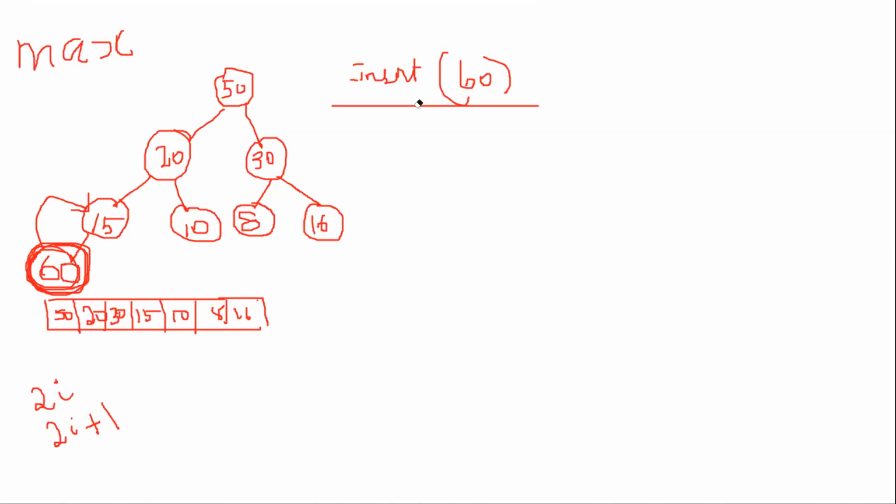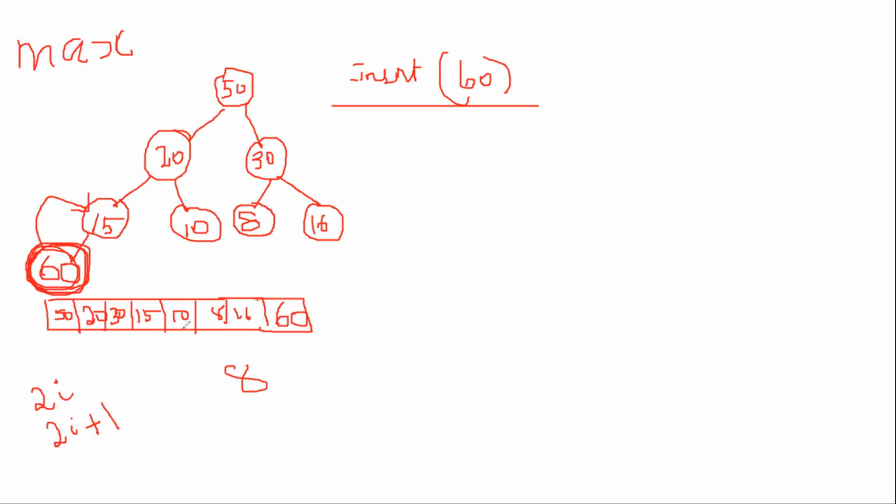60 is compared, where is 60? Now it will take another element. Let me write here 60. Because consider that you're having an array of some size: 1, 2, 3, 4, 5, 6, 7, 8. The size of the array is 8. Beyond that you cannot insert, but now 60 is possible.